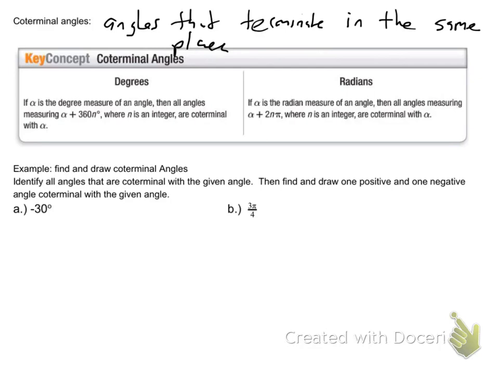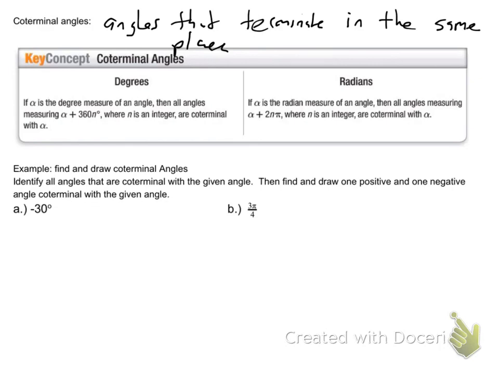And so you can have multiples, actually an infinite amount of coterminal angles. And so, if you're in degrees, all you have to do is just add multiples of 360. Now notice that it says a plus 360 n. N is an integer. That's positive or negative. Or it could be 0, right? So any multiple, that means I can add 360, add 720, add 1080. I could subtract 360, I could subtract 720, and I could subtract 1080. Or I can add 0.